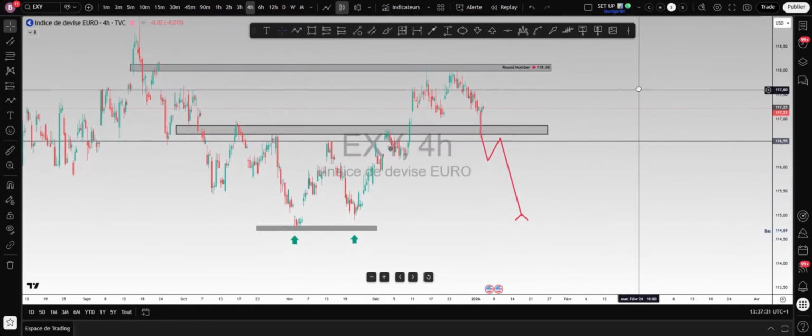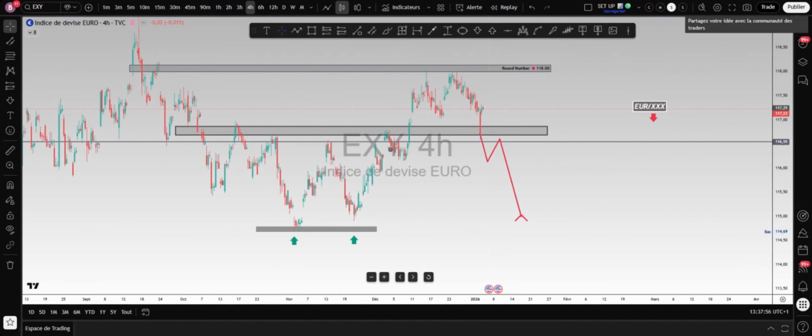There you go. It's very simple. If the euro goes up, the dollar goes down, and vice versa. If the dollar goes down, the euro goes up. Then we will look at the currency pairs on which I will position myself.